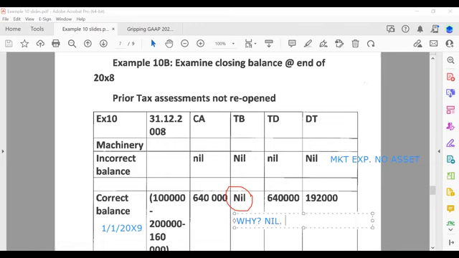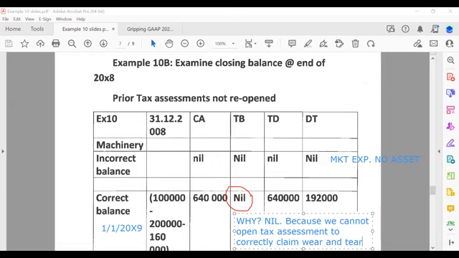Why nil? Because we cannot open our tax assessment now. We can't open our tax assessment to correct the claim wear and tear, because the receiver of revenue says, no, you can't go back in the past. And therefore, we've got a nil tax base. That's going to give us, well, what's that going to result in?